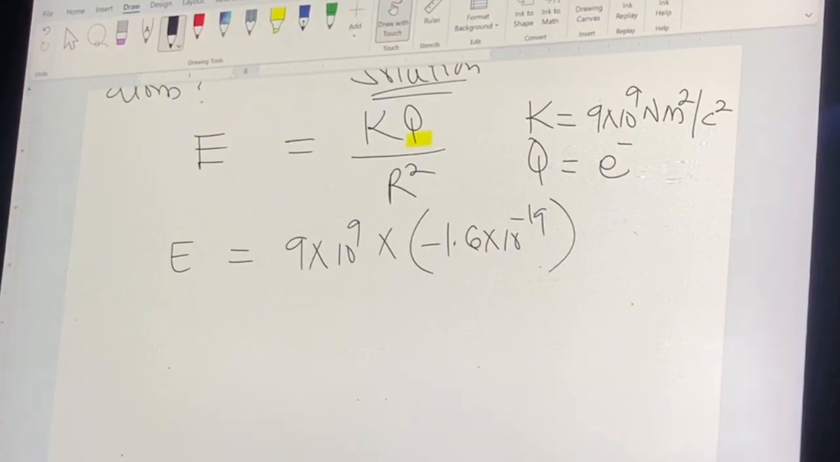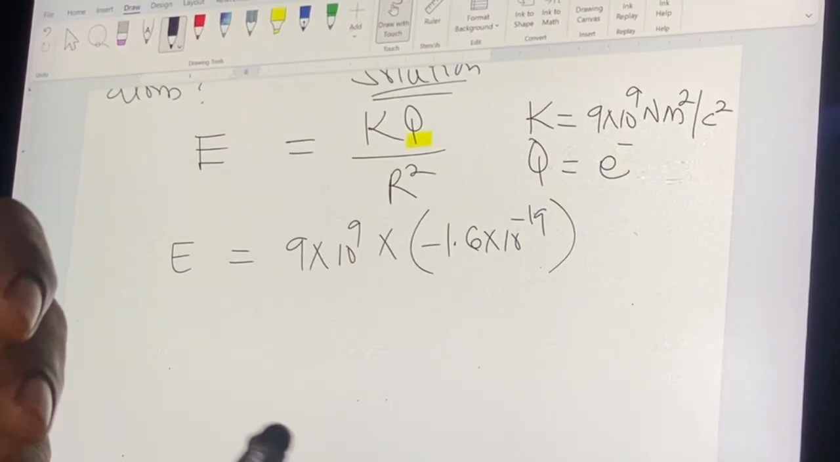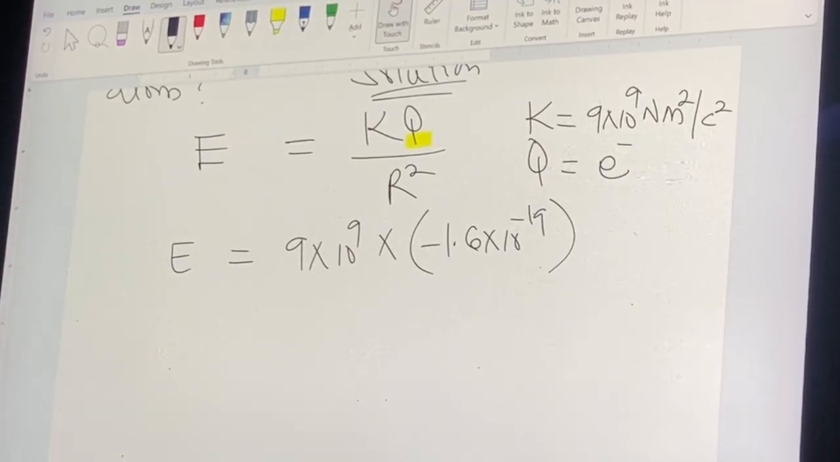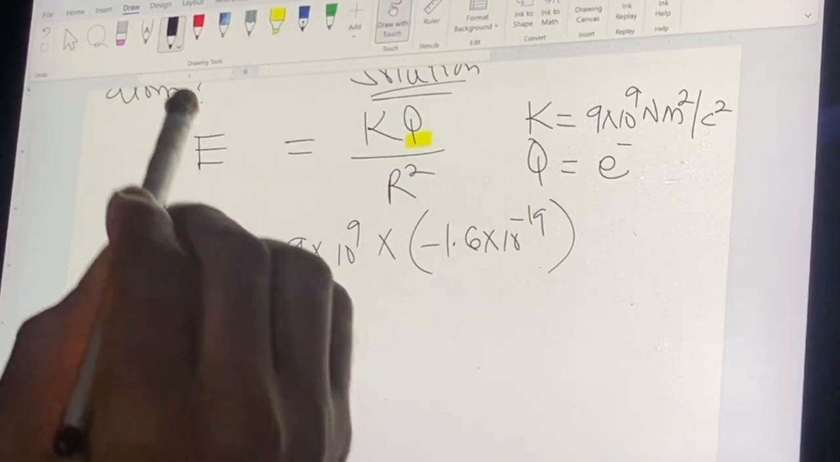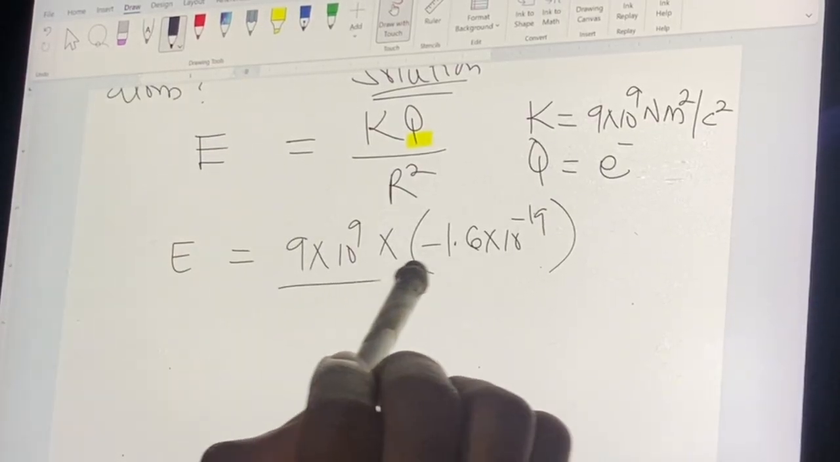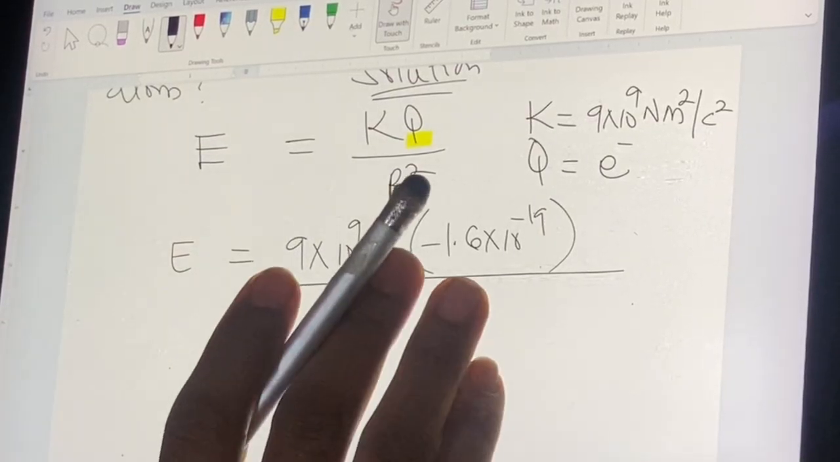Please don't forget that whenever these two words are mentioned, either electron or proton, the charge will automatically change to e. It depends on what is mentioned there. If electron is mentioned, it means that the e will be e negative. If proton is mentioned, it means that the e will be e positive. Don't forget that, okay? So let's replace the distance here, or the radius here, since it's electron.